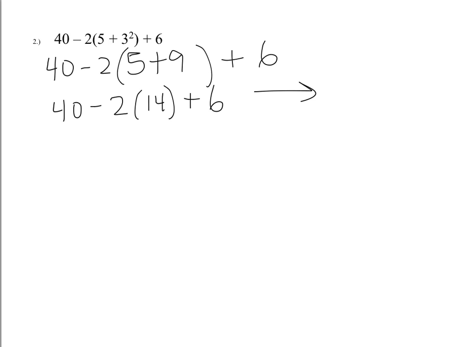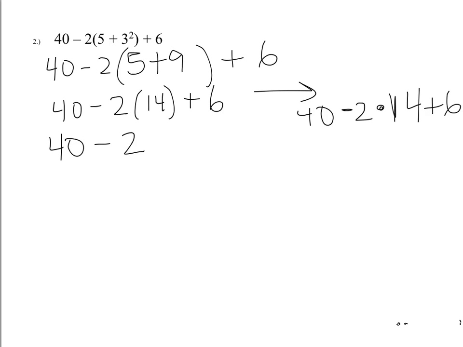Now side note here, I could have just written this as 40 minus 2 times 14 like this, plus 6. Whichever way you like better works. I'm going to stick with the first way I wrote it. So now if I look, I'm still not going to do 40 minus 2 because what comes next is multiplication. So in that multiplication, you've got to do 2 times 14, and 2 times 14 is 28. So now I have 40 minus 28 plus 6.